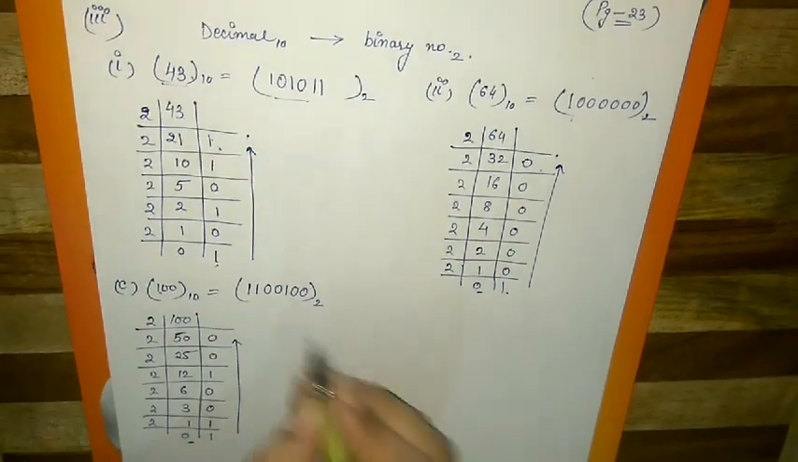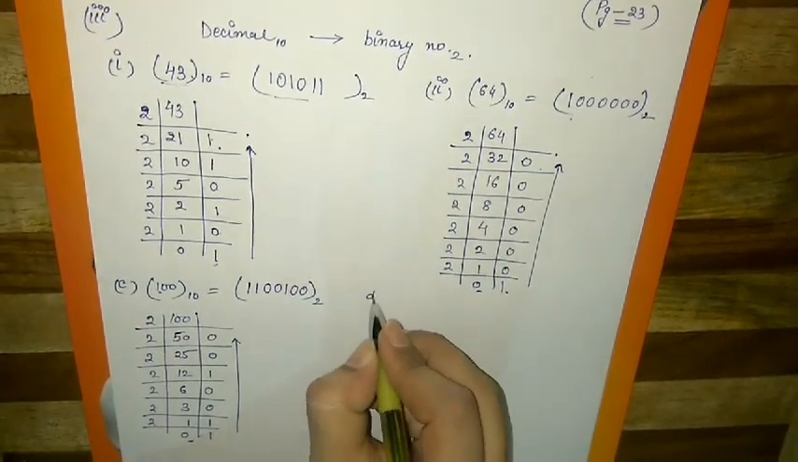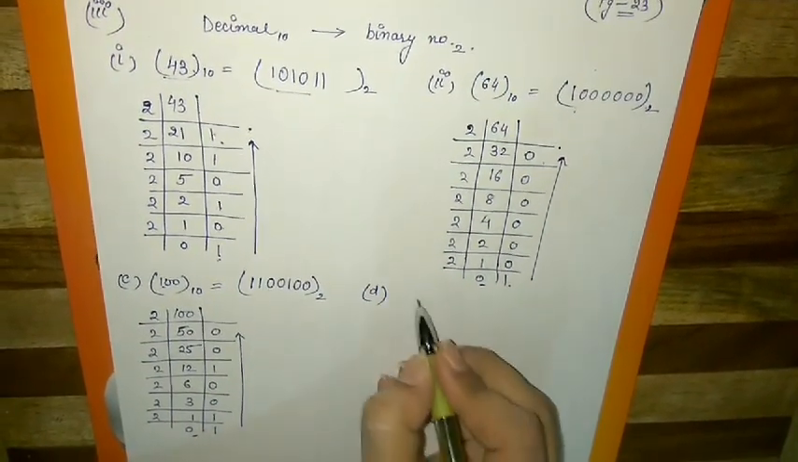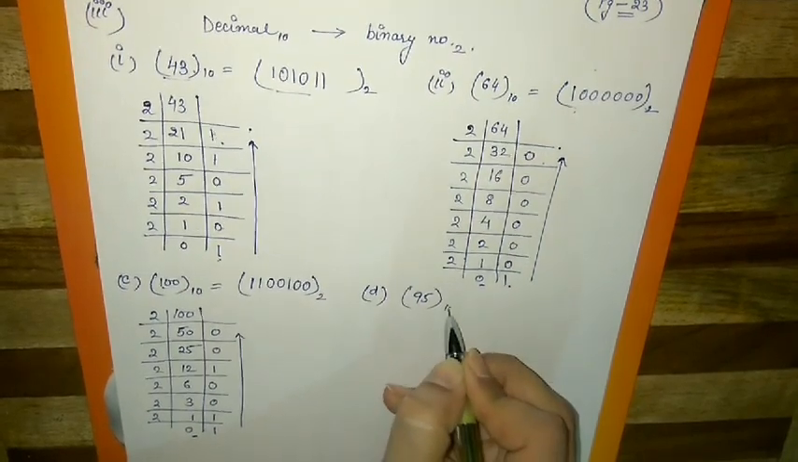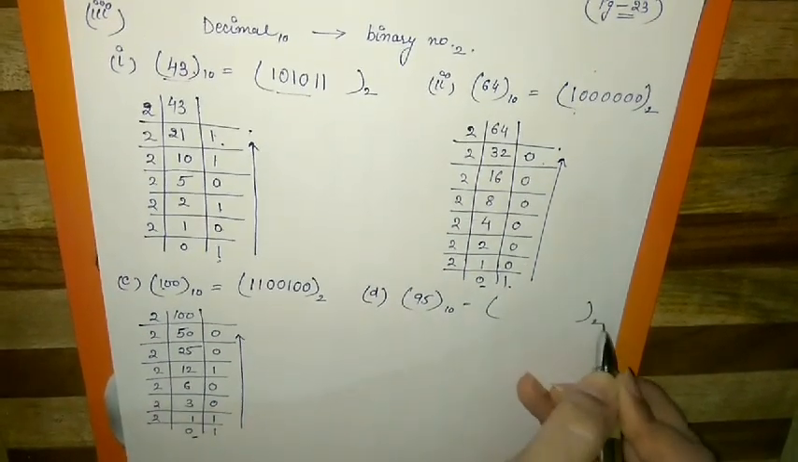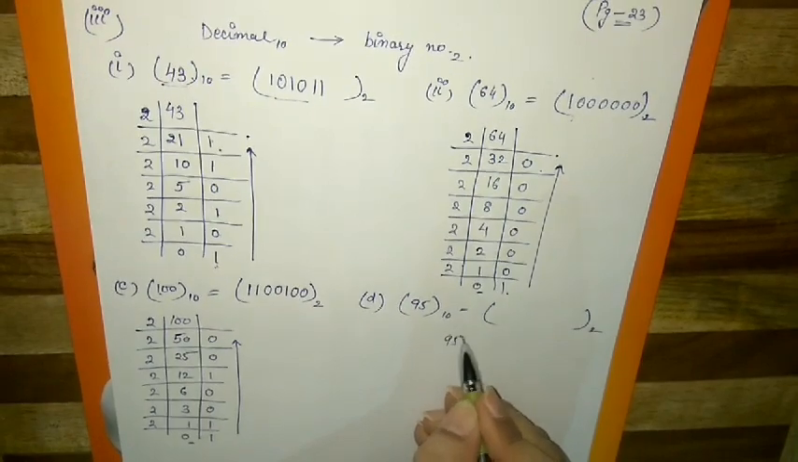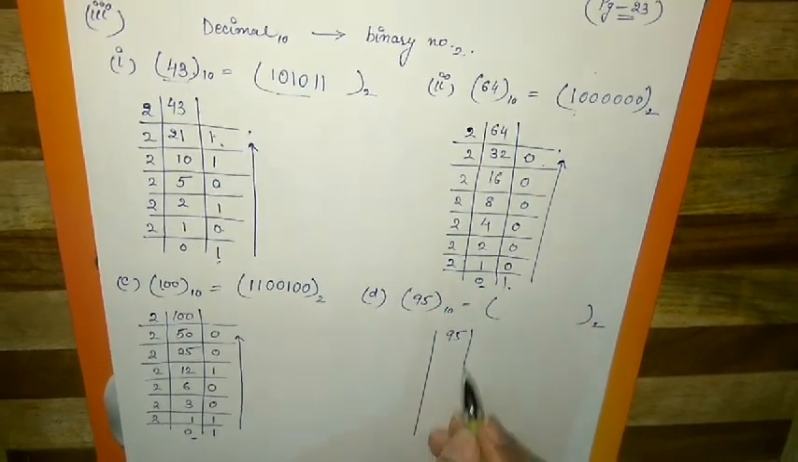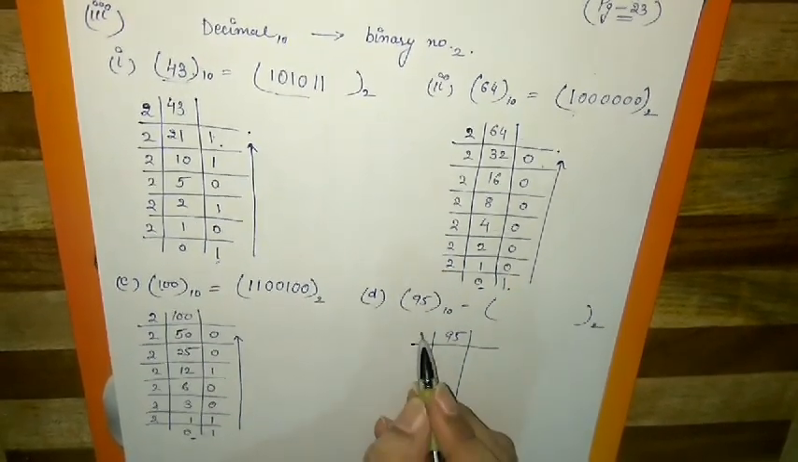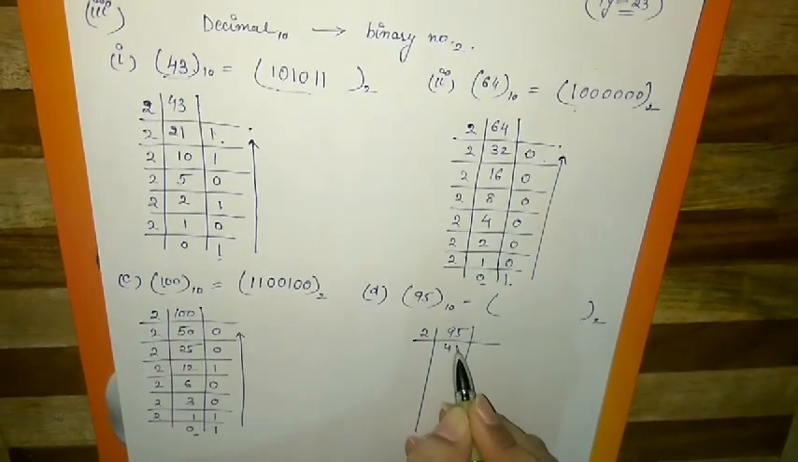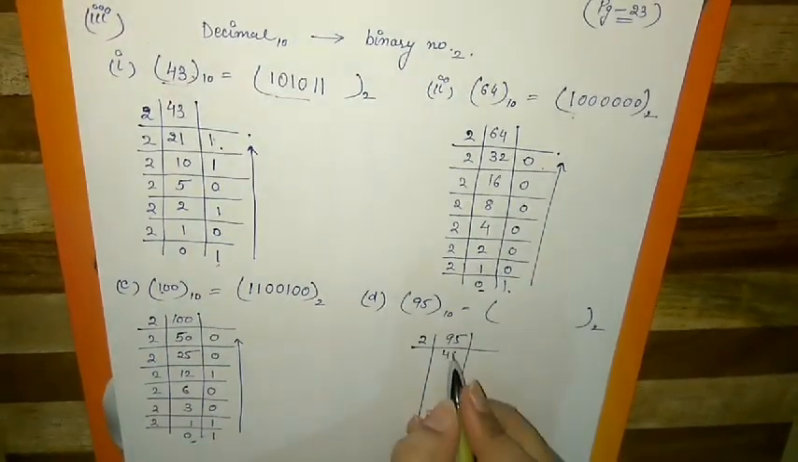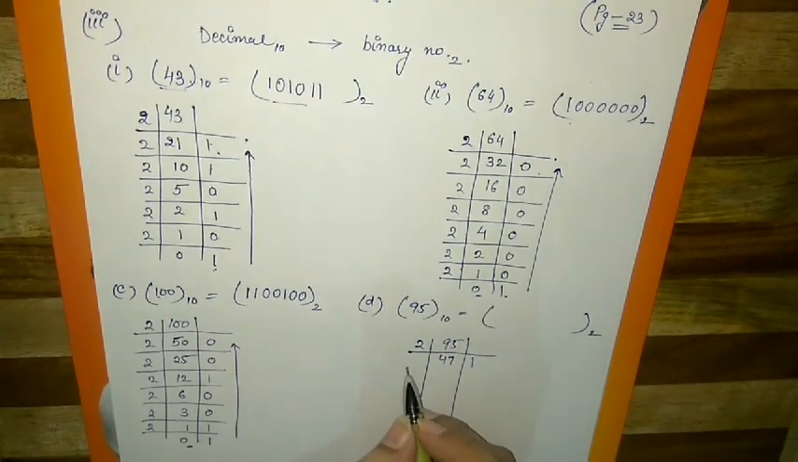Now see the D part. D part says 95, you have to convert into a binary number. So divide this 95 by 2 every time. So 2 4s are 8, 2 7s are 14, and 1 as a remainder.